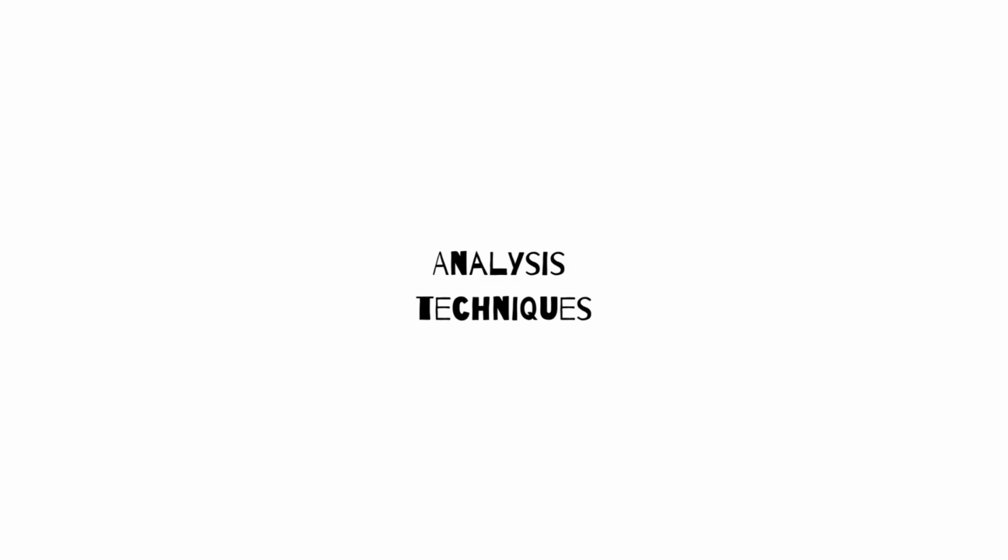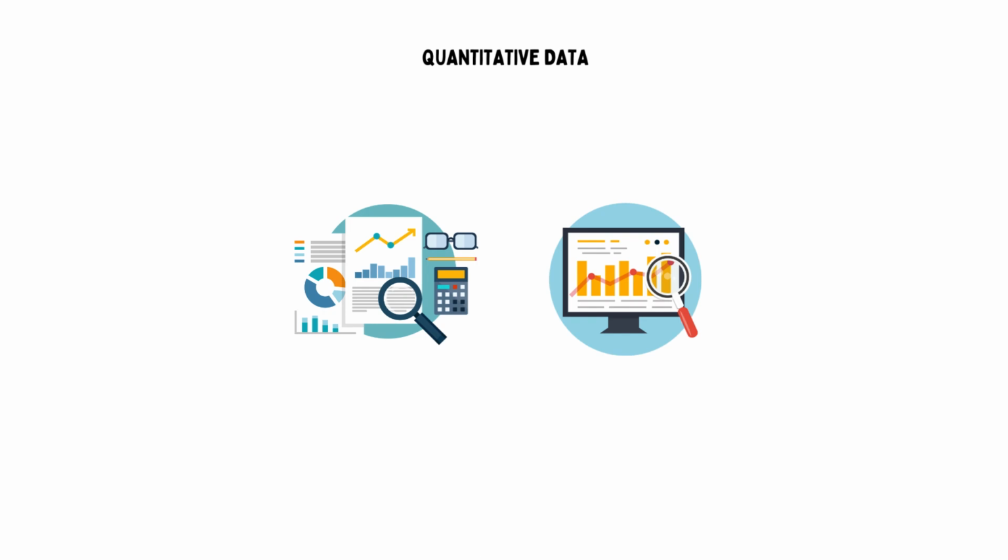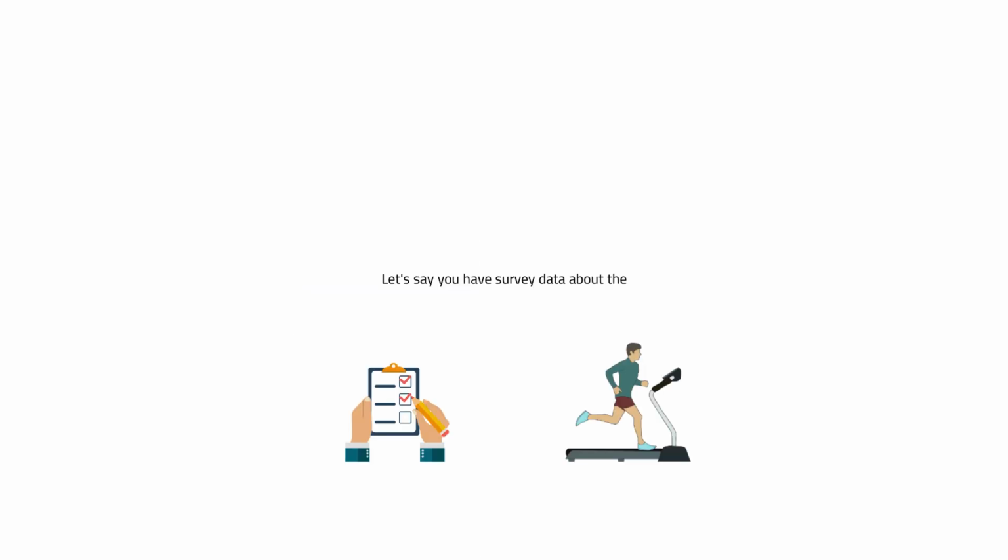When it comes to analyzing these data types, we employ different techniques. Quantitative data loves statistical analysis. Let's say you have surveyed data about the average amount of time people spend exercising each week. You can calculate the mean, the average time spent, standard deviation, the measure of spread, and even perform correlations to see if exercise time is related to other variables like age or gender.